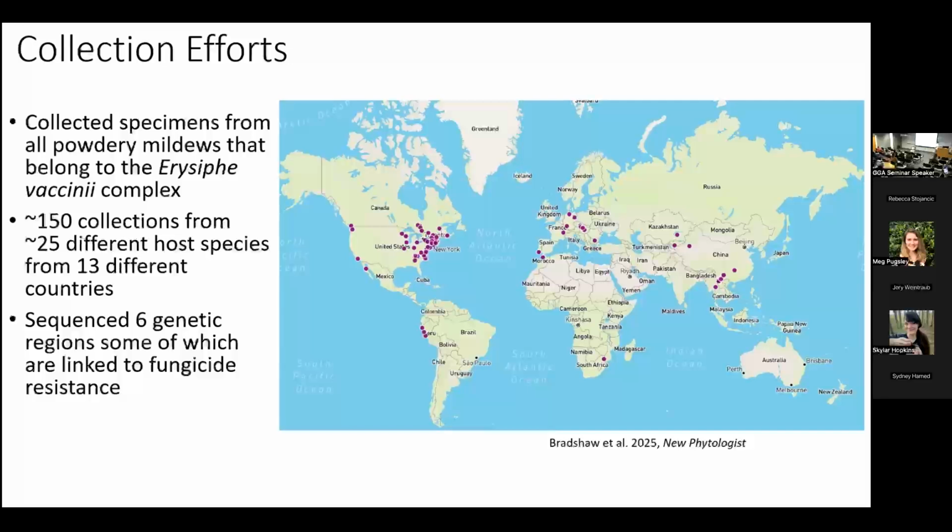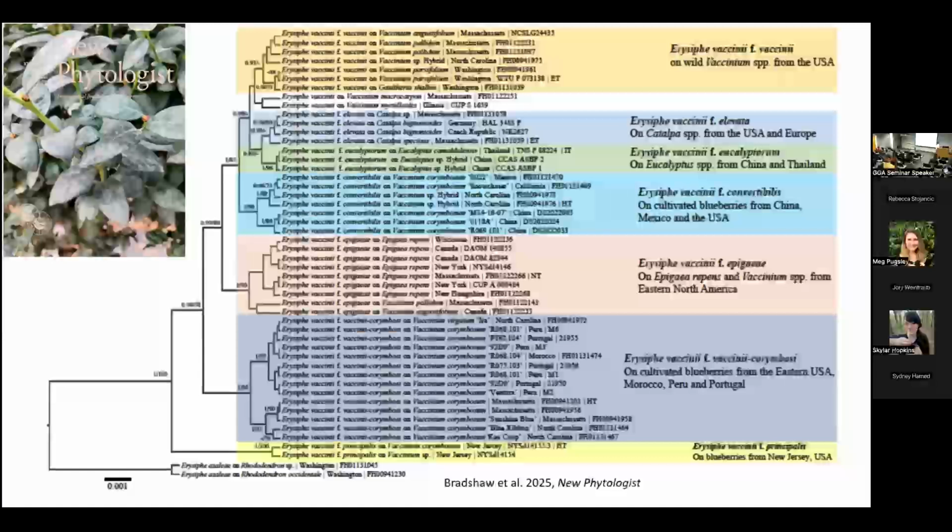And then we did the same process as with the Quercus powdery mildew. We sequenced 6 different regions. Some of these regions are linked to fungicide resistance. And this is the phylogeny that we built. And I'll walk you guys through this as well.